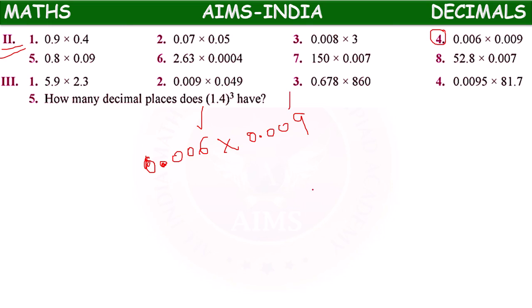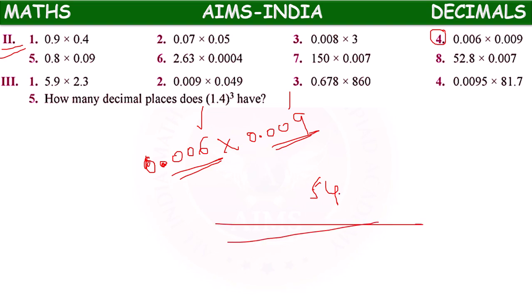So 6 9 times 54. Mentally we have to multiply 6 into 9, 54. But here 3 decimal places, here 3 decimal places. In the product, we need 6 decimal places. So we can keep 4 zeros here, 1, 2, 3, 4. After 6 decimal places, we can keep a point and we can write 0 point. Like this we can write.